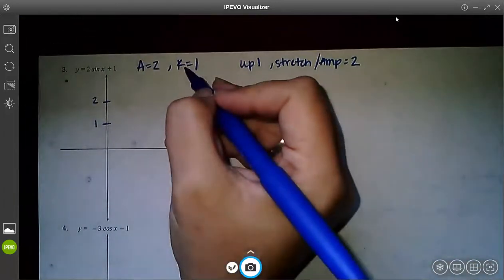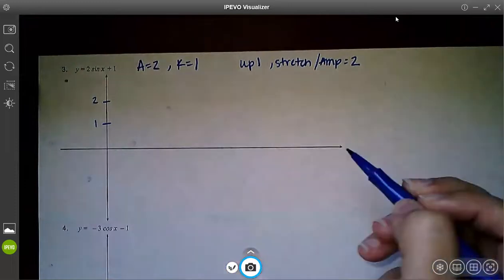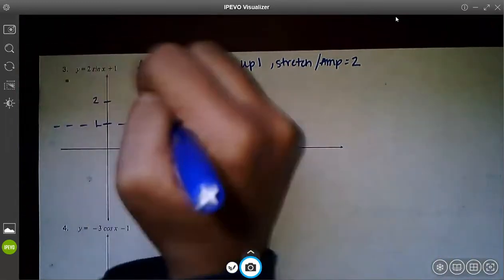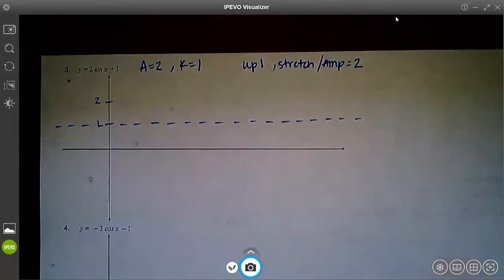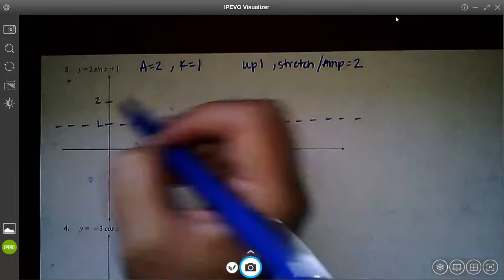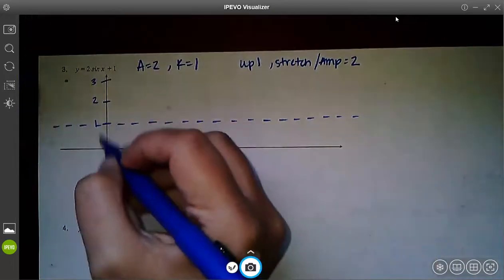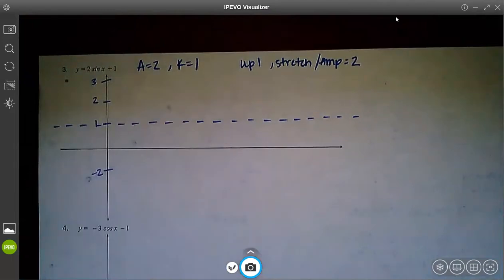But first we need to look at our vertical shift. So we started on our x-axis before, now we have this vertical shift of up 1. I'm going to make a dashed line there, and I'm going to treat this like my new x-axis. Treat it like your new x-axis. So from here, you're going up 2. And from here, you're going down 2. That's going to be your amplitude, your distance from the center, okay?